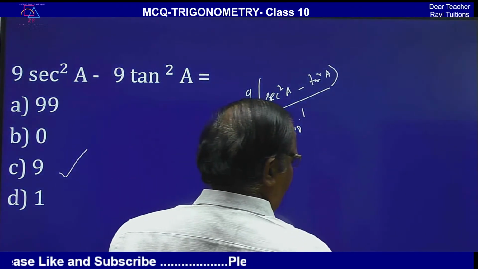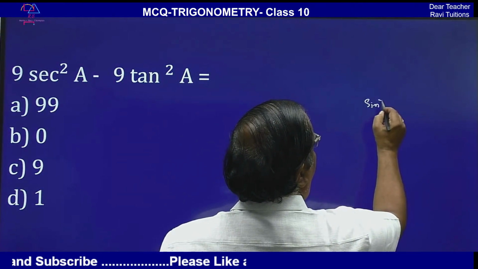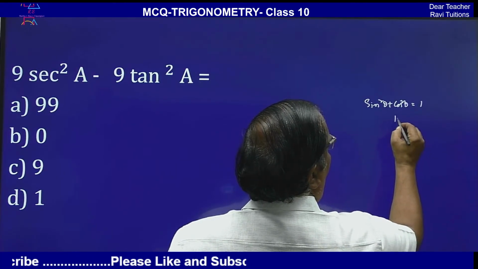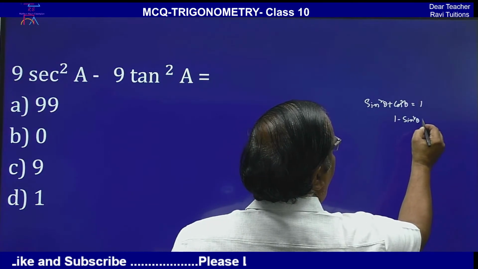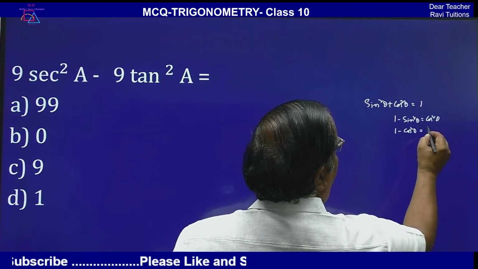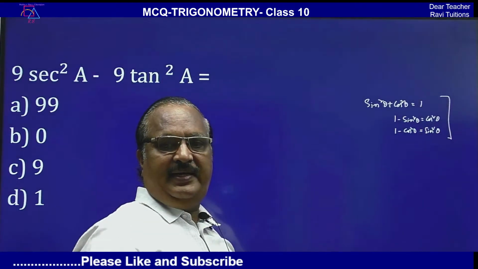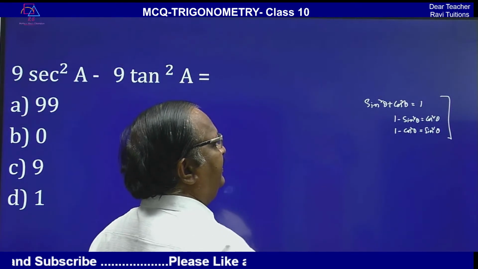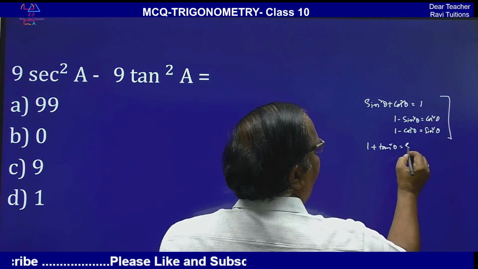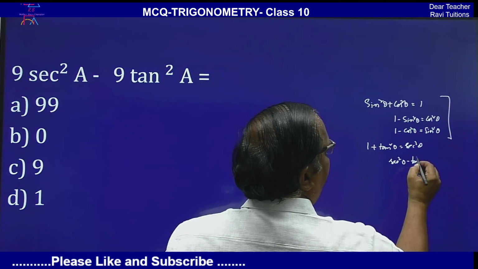Don't think that only a few things will come. Sin square theta plus cos square theta is equal to 1. 1 minus sin square theta is equal to cos square theta. 1 minus cos square theta is equal to sin square theta. These three are related to the first identity only. In the same way, 1 plus tan square theta is equal to secant square theta, so secant square theta minus tan square theta is equal to 1.